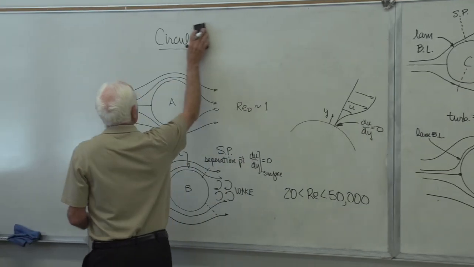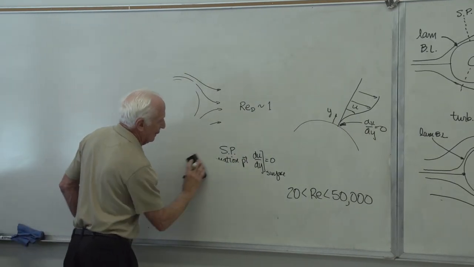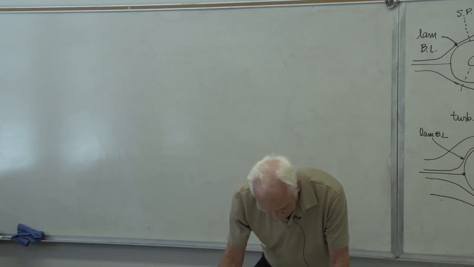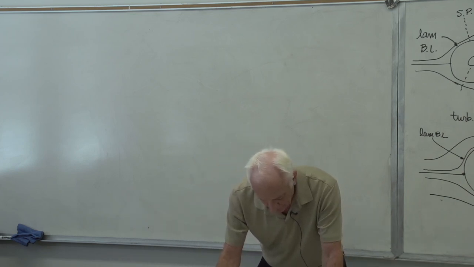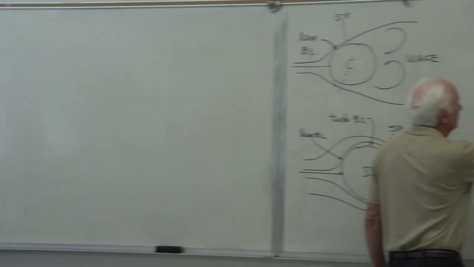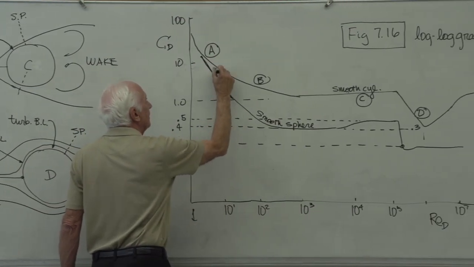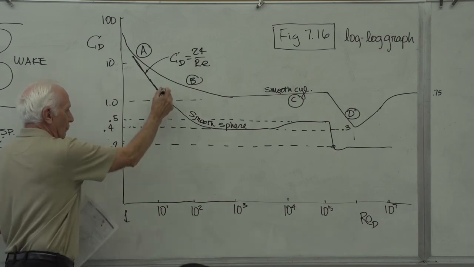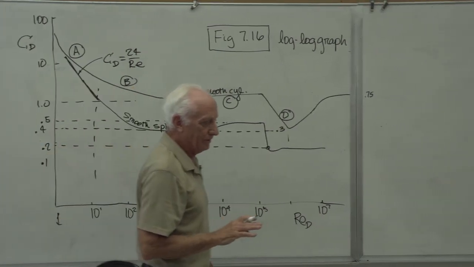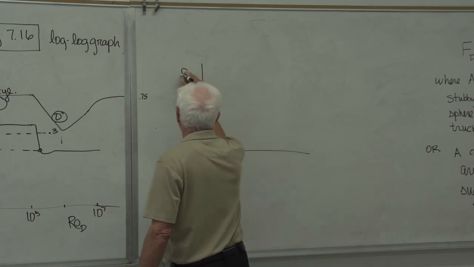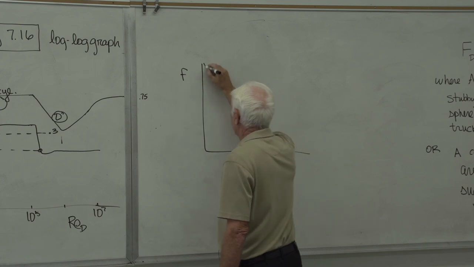We don't need this anymore, so I'll put this over here. He tells you for a sphere, C sub D equals 24 over Reynolds number. So for a sphere, this part of the curve right here, C sub D equals 24 over Reynolds number. But that's only for really, really low Reynolds numbers. Don't even use it, just use the graph. But I'm just saying that because we know that guy right there.